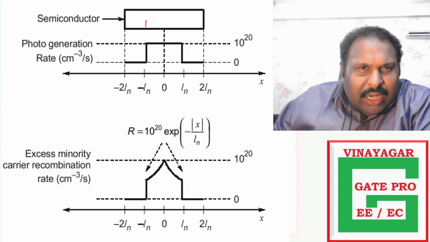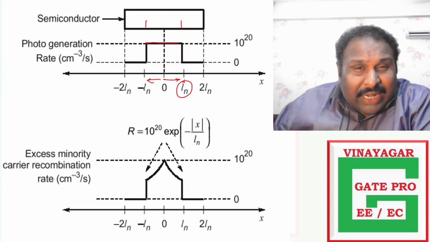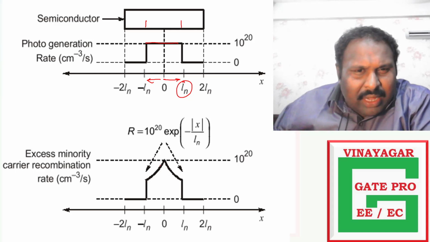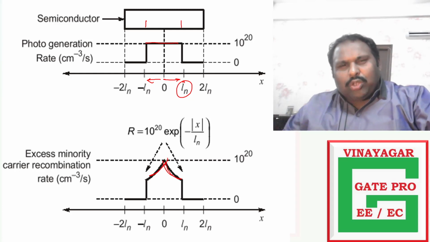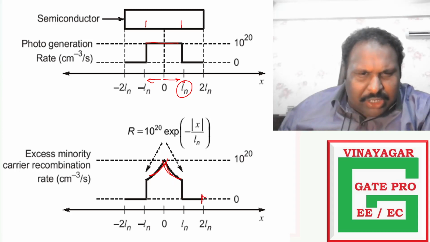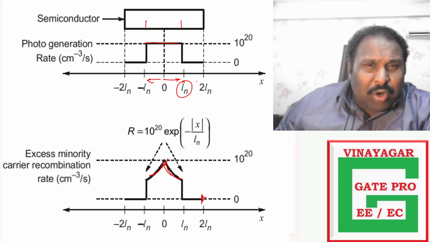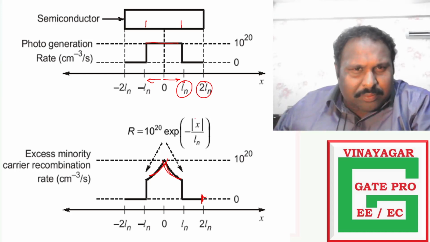If you watch carefully, the light is incident from the center towards left and right, so that there is generation only up to Ln, and therefore there is also recombination occurring there. Because of the generation, there is also recombination, and they're finally asking you the current concentration at x equal to 2 Ln. That's what the question is.